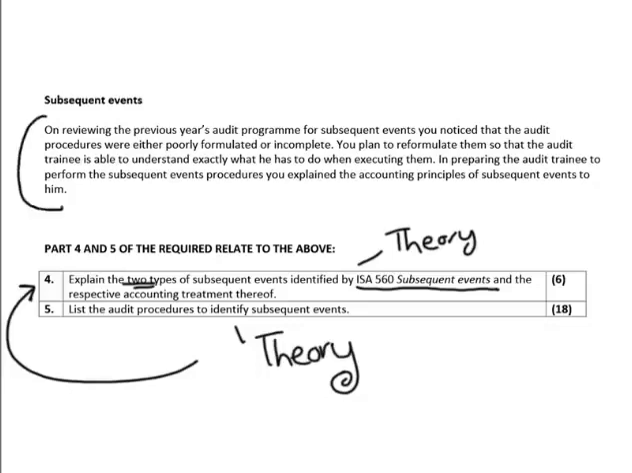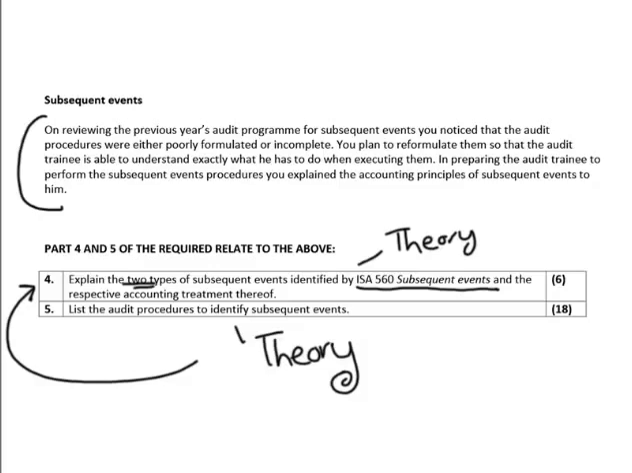It says, on reviewing the previous year's audit program for subsequent events, you noticed that the audit procedures were either poorly formulated or incomplete. You plan to reformulate them so that the audit trainee is able to understand exactly what he has to do when executing them. In preparing the audit trainee to perform the subsequent events procedures, you explain the accounting principles of subsequent events to him.